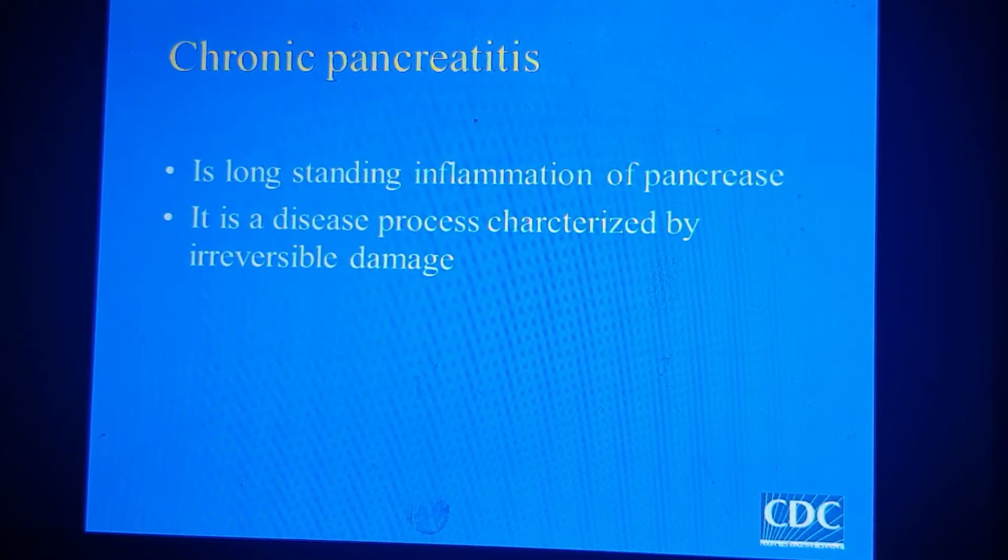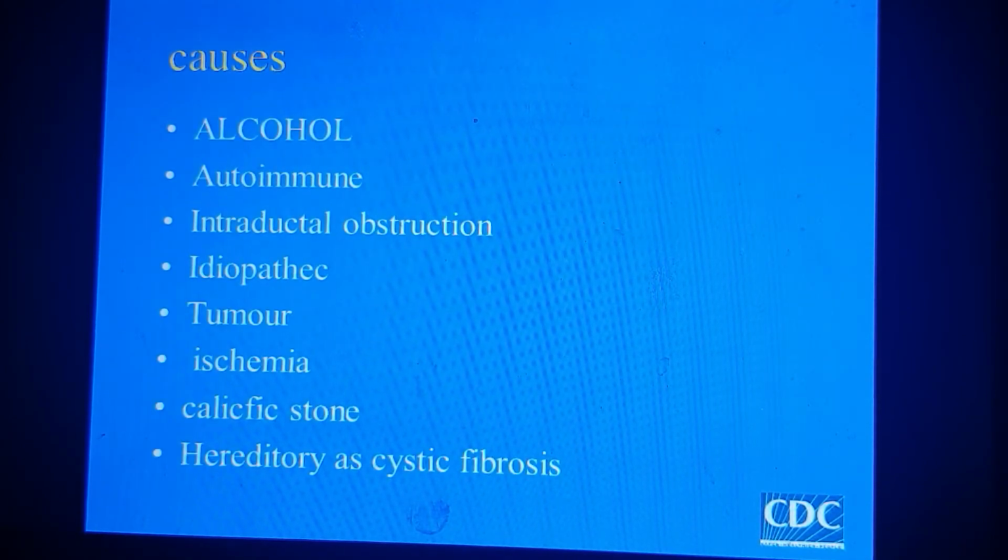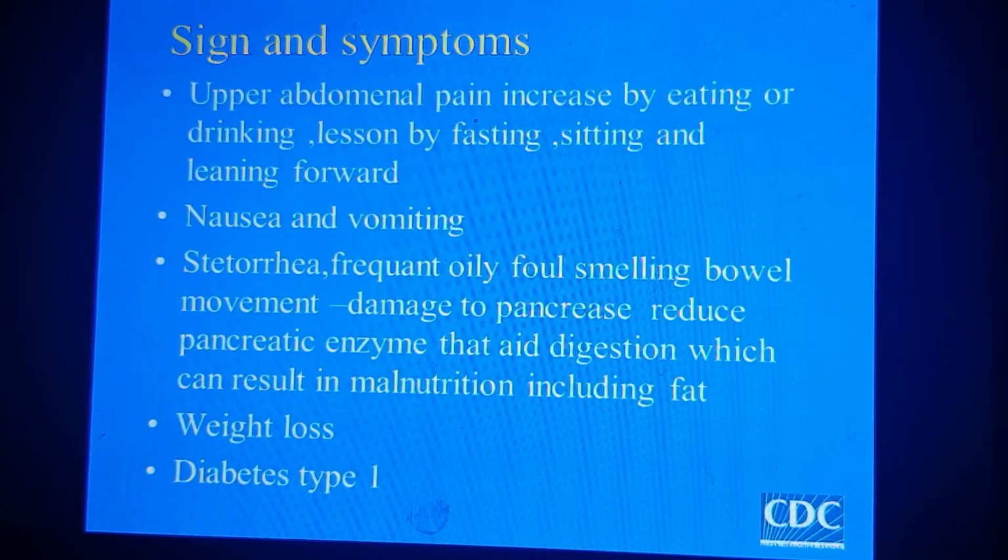It is a long-standing inflammation of the pancreas. It is a disease process characterized by irreversible damage. Causes are mainly alcohol, autoimmune, intraductal obstruction, idiopathic, tumor, ischemia, calcific stones, and hereditary causes such as cystic fibrosis.